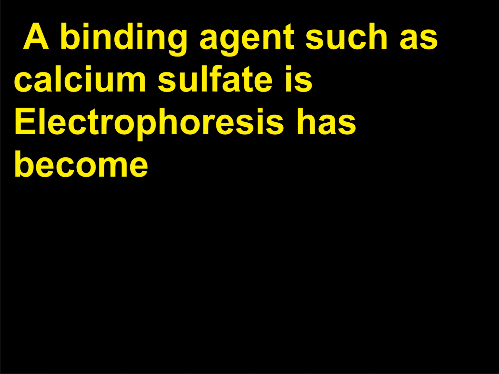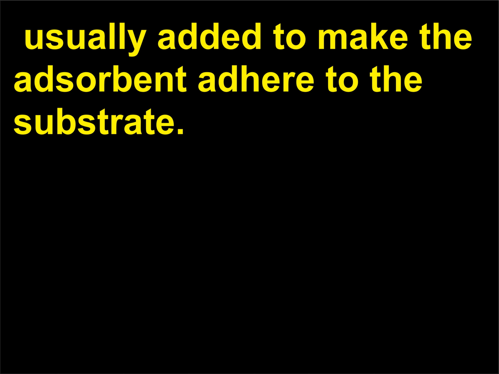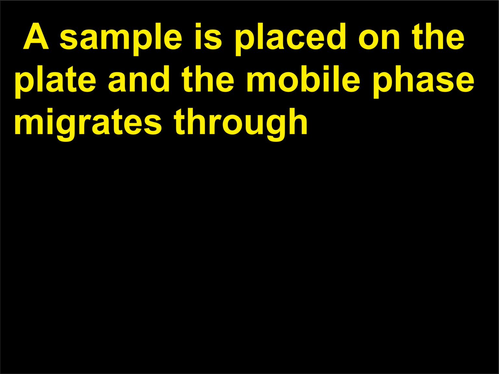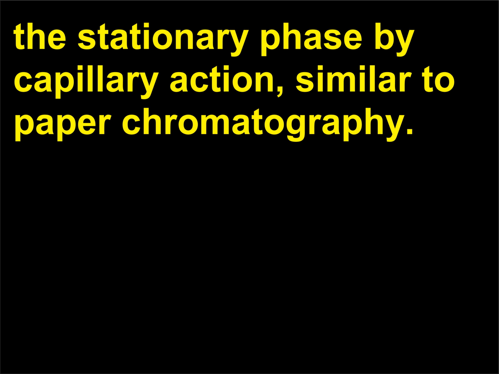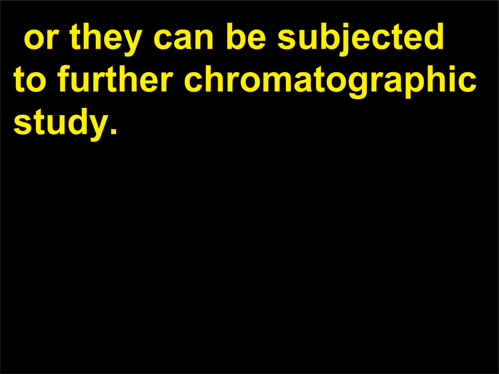A binding agent such as calcium sulfate is usually added to make the adsorbent adhere to the substrate. A sample is placed on the plate and the mobile phase migrates through the stationary phase by capillary action, similar to paper chromatography. After separation, the spots may be scraped from the glass for detailed analysis, or they can be subjected to further chromatographic study.